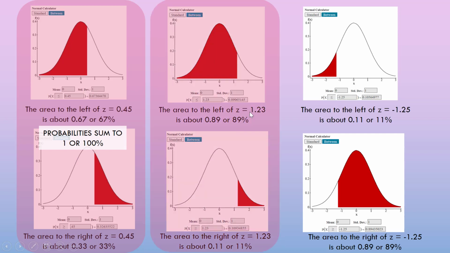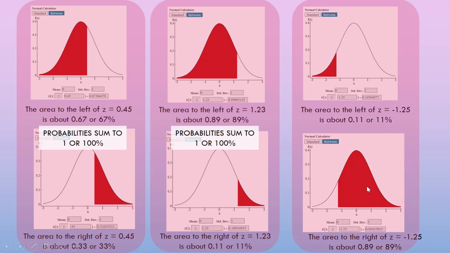Again, we have the same z-score, upstairs and downstairs, 1.23 and 1.23. The only difference is this graph is shading to the left and this graph is shading to the right. What happens when we add 89% and 11%? That's right, the probabilities also sum to 100%.